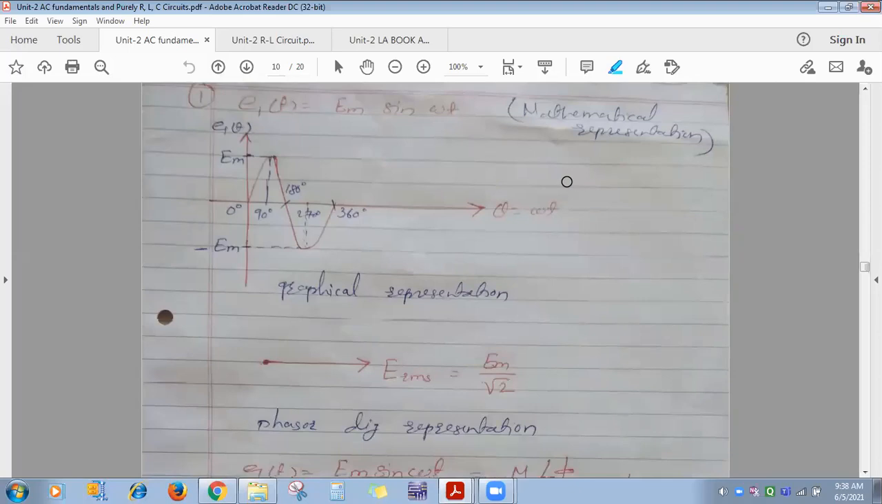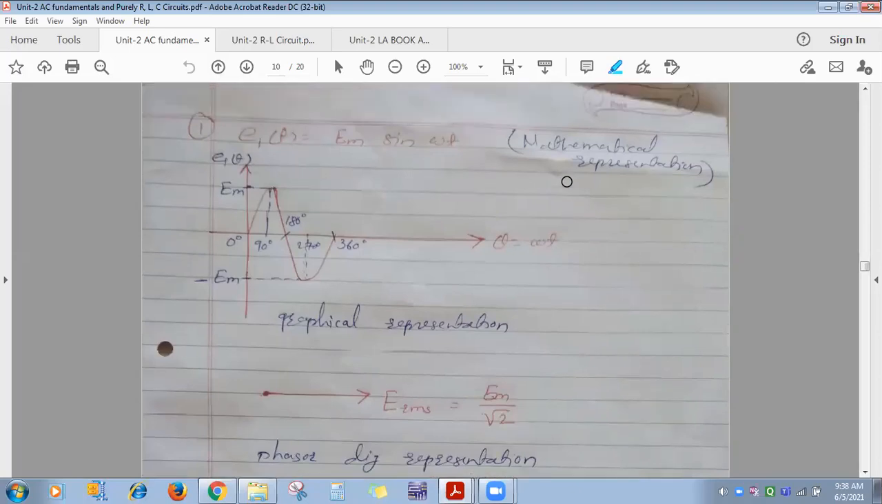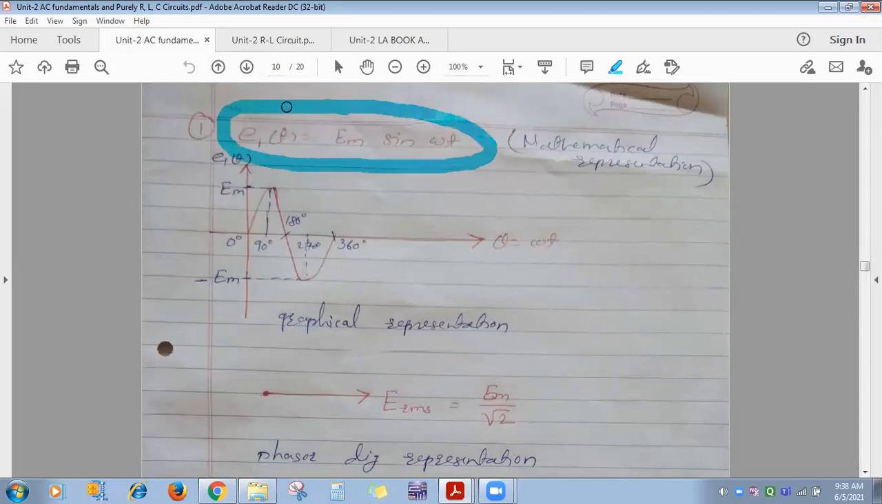Next one is, while solving numericals, if an instantaneous voltage equation or instantaneous current equation is given to you, then to make calculations easy, you can convert this instantaneous voltage or current equation into polar form. And once you get the voltage or current in polar form, then you can easily do multiplication or division compared to the sine form. That's why we'll see how we can convert this instantaneous voltage equation into polar form so that division and multiplication become easy.